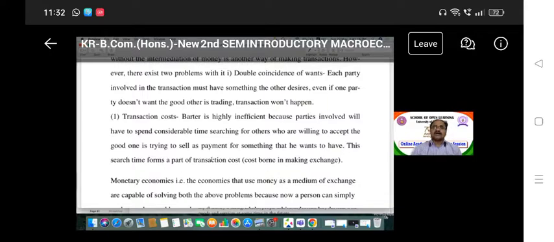Also, the transaction cost of barter is highly inefficient because parties involved will have to spend considerable time searching for others.